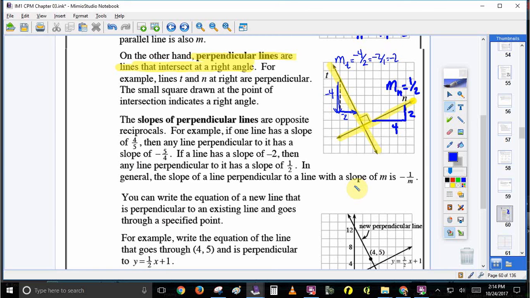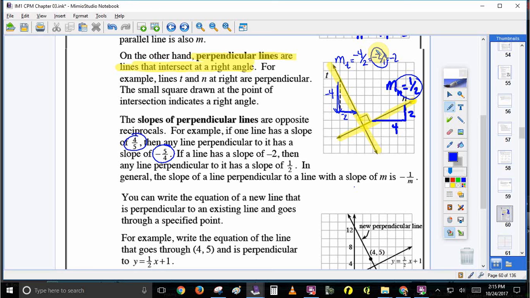The slopes of perpendicular lines are opposite reciprocals. For example, if one line has a slope of 4/5, then any perpendicular line has a slope of negative 5/4. So we flip the fraction and change the sign. Let's take a look at lines M and T again. Line M had a slope of 1/2. Line T has a slope of negative 2 over 1. So if we flip 1/2, we get 2 over 1, and we change the sign, we get negative 2 over 1. So that rule still holds true.